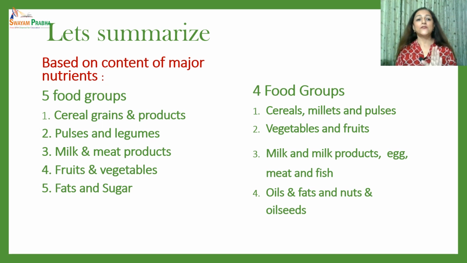The 5 food groups given by the Indian Council of Medical Research are cereal, grains and products. Second category is pulses and legumes. Third is milk and meat products. Fourth is fruits and vegetables, and fifth is fats and sugar. Whereas the National Institute of Nutrition in 2000 further simplified the food into 4 food groups. Here they have combined the first 2 food groups, that means cereals, millets and pulses. Second group contains vegetables and fruits. Third is milk and milk products, egg, meat and fish. And fourth is oil, fats, nuts and oil seeds.